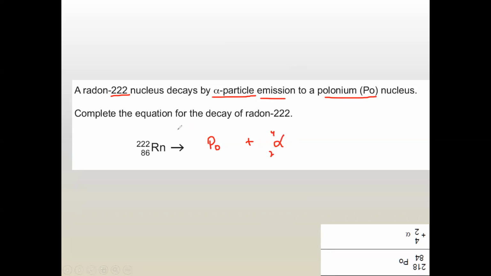Now what happens when there's an alpha decay? What happens to the mass? The nucleon number decreases by 4. So if originally it is 222, 222 minus 4 turns out to be 218. And what happens to the atomic number, or the proton number? It decreases by 2. So 86 minus 2 will be equal to 84. So this is how we complete the equation for emission of an alpha particle from the nucleus.